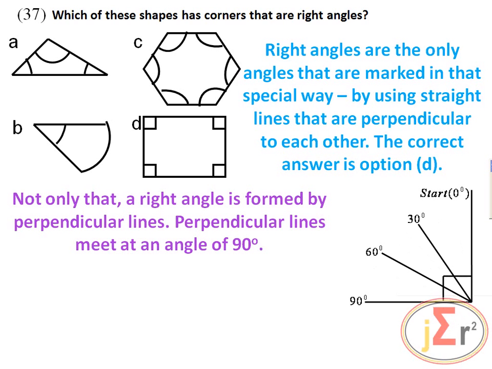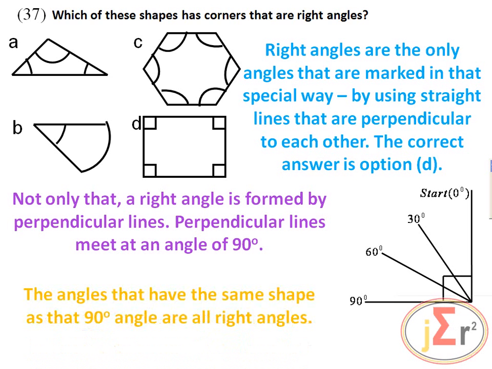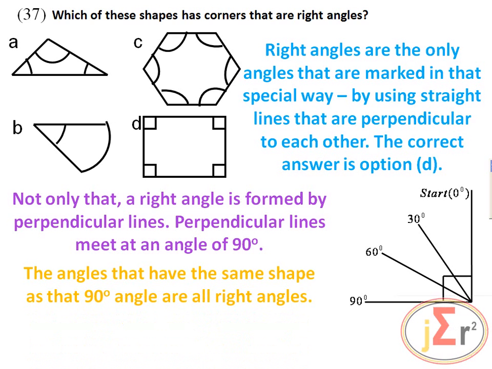So, beginning at 0, this is what a 90 degrees angle looks like. First we have our 30 mark, our 60 degrees mark, and then we have the 90 degrees mark, and there we have our right angle. The angles that have the same shape as the 90 degrees angle are all right angles. Notice the shape of this right angle. The ones that have the same shape, this one also, the one up here also, although they are not arranged in the same way, but they have the same shape, those are our right angles.